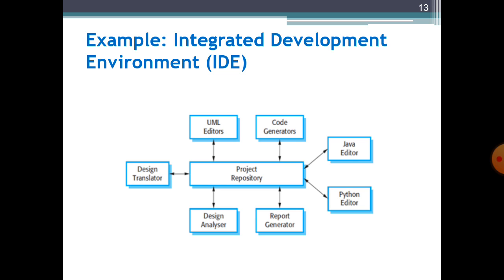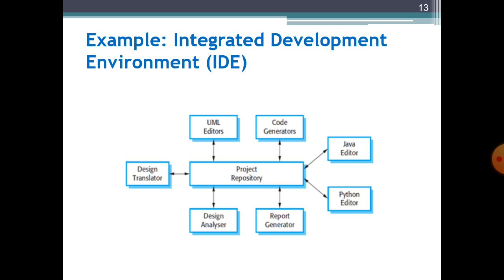This type of repository model is therefore mostly suited to those kinds of applications in which data is generated by one component and used by another component. Like you can see that there are different components of any IDE, like UML editors, code generators, Java editors, report generators. Like the code generator module will generate different types of code, and this code generator module will be helpful to another component which is the report generator, because data generated by one component is actually used by another component in this type of architecture.